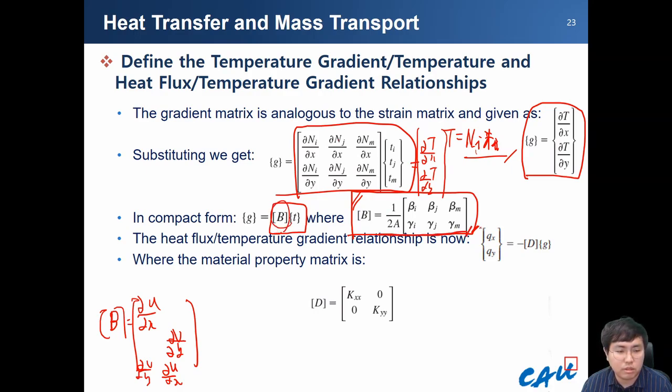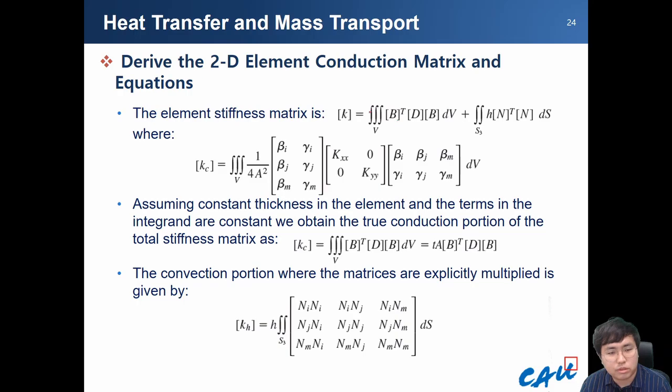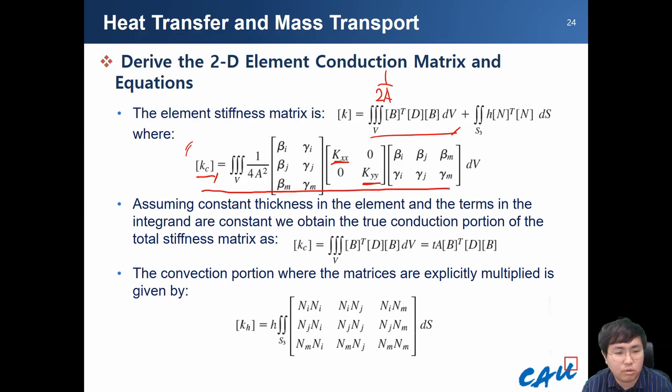The result looks like this. This is some coefficient only. So finally, our final goal is the B^T D B equation for the conduction problem only. You can easily see that B is 1/2A, so we have 1/2A, 4A squared, and then this alpha gamma, and then we have the two-dimensional heat conduction coefficient, so that this is the local stiffness matrix of the conduction part only.